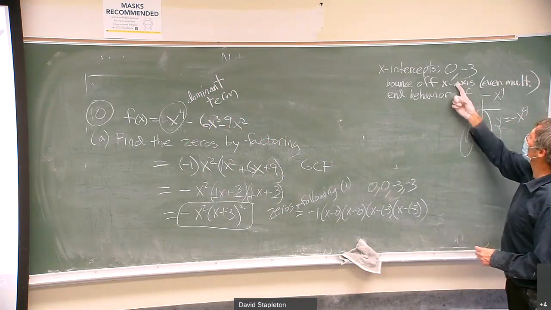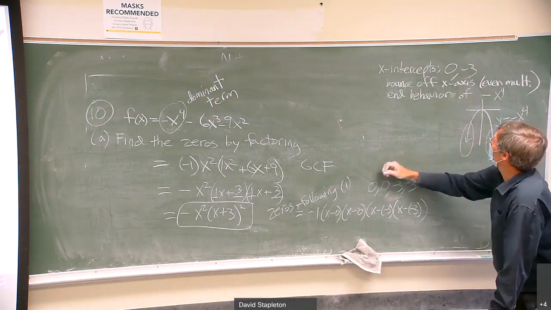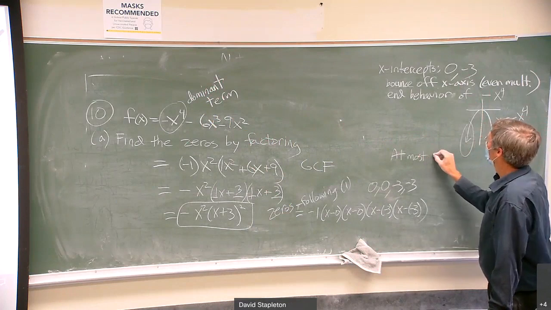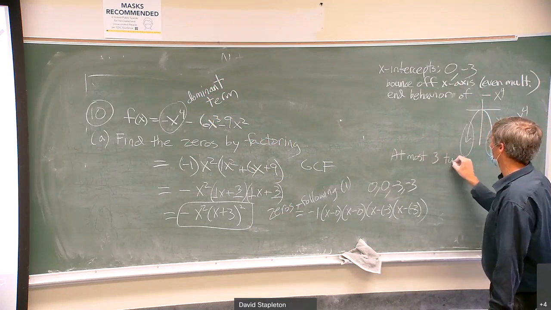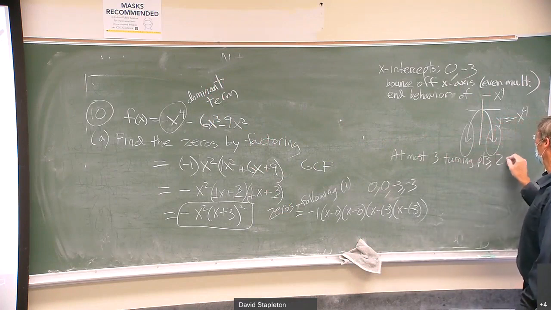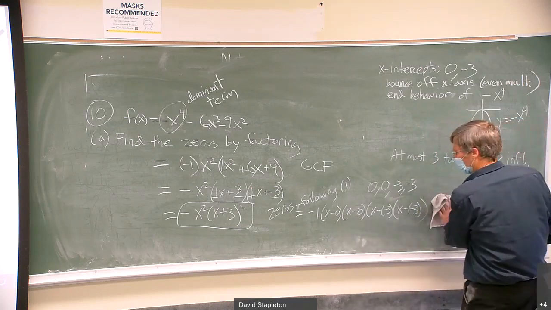It bounces off the x-axis at 0 and -3. Since it's fourth degree, it has at most 3 turning points and 2 inflection points. So what is it going to look like? Erase this.